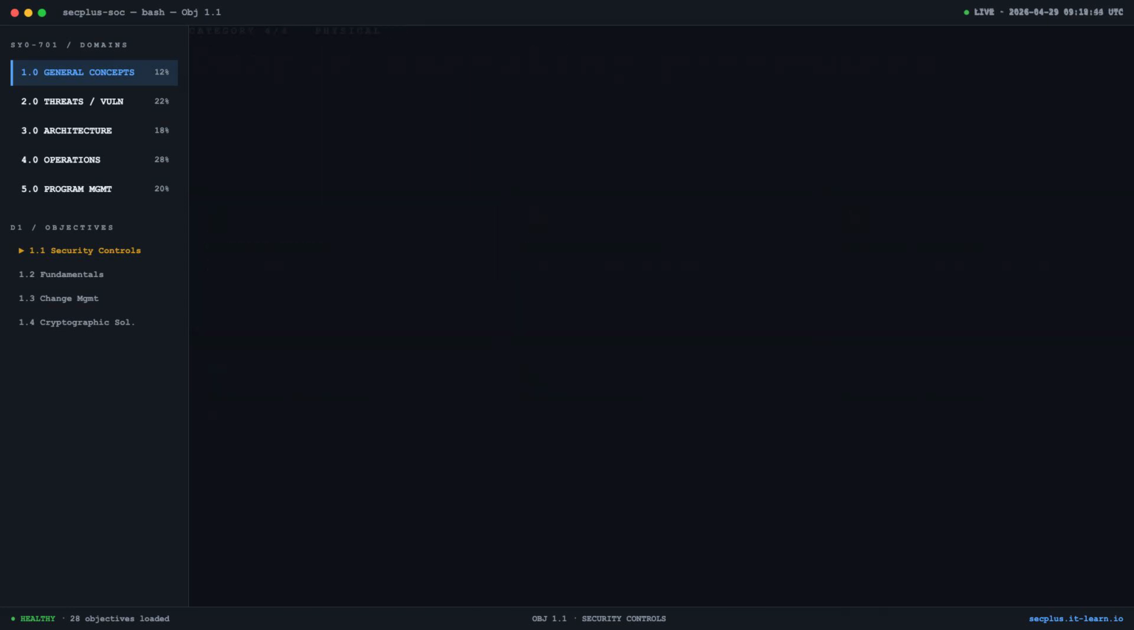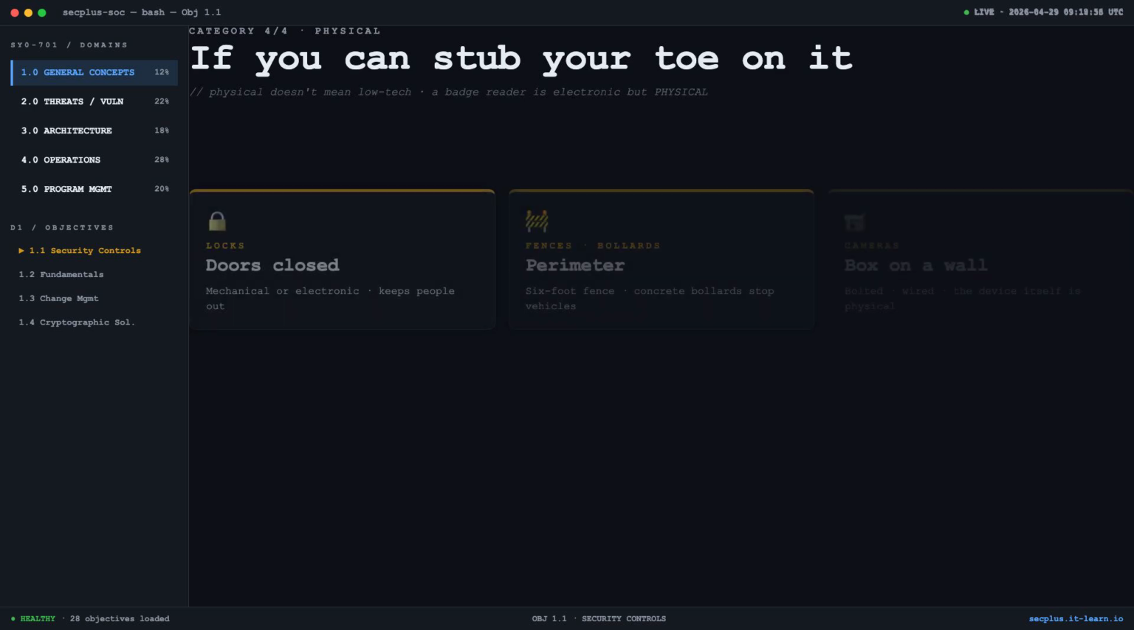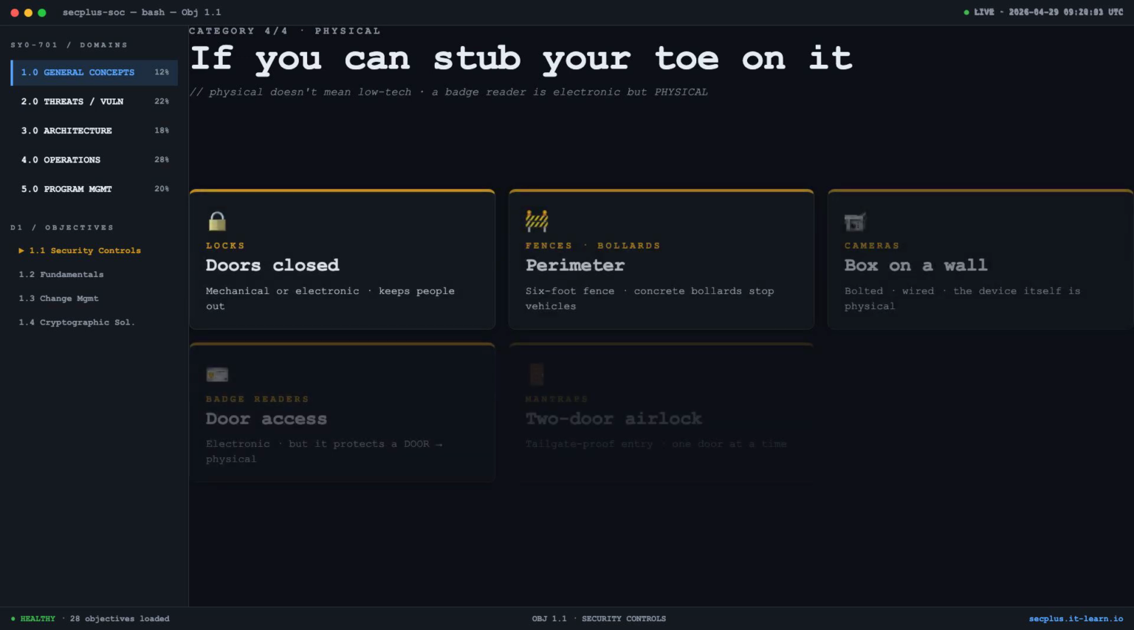Fourth, physical controls. Anything tangible that protects physical access. Locks, fences, bollards, cameras, badge readers, man-traps, lighting. If you can stub your toe on it, it's physical. And here is where new test takers get burnt. Physical does not mean low-tech.